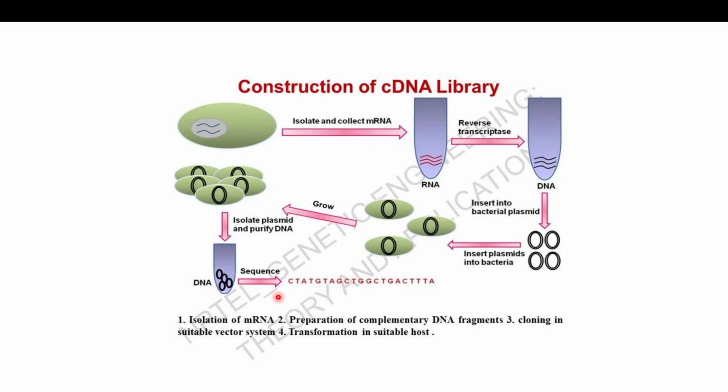It gets separated based on its size. Now, if that insert hasn't gotten into the 3 kb vector, then it should run at the 3 kb level only. But if the 500 base long insert has actually recombined with the vector, then it should run at upper levels, because being heavier, it will run slower as compared to the vector which doesn't have the insert. Okay, so this is another way to check. Agarose electrophoresis is another way to check if your insert is there or not.